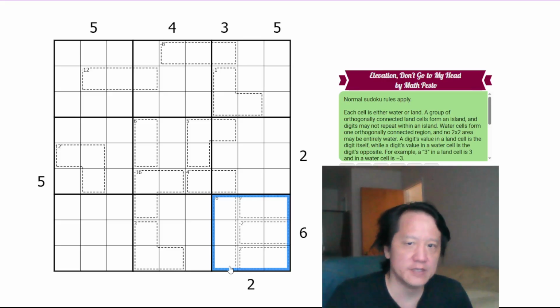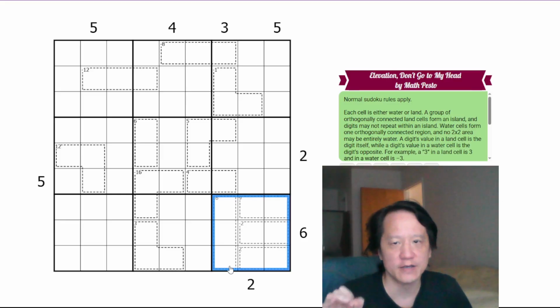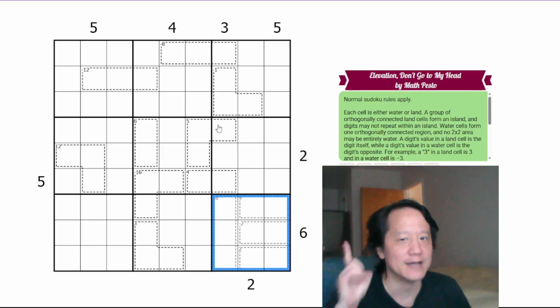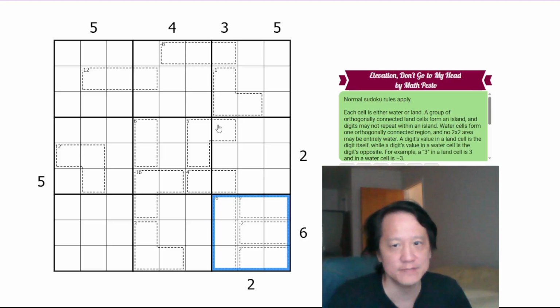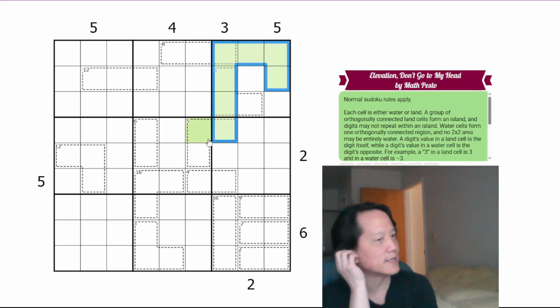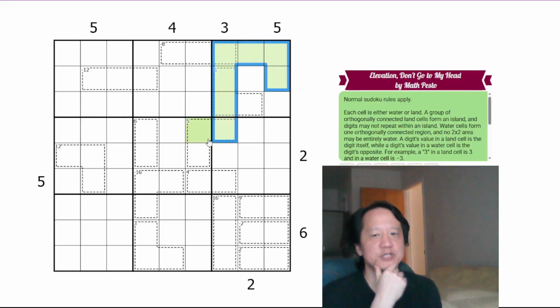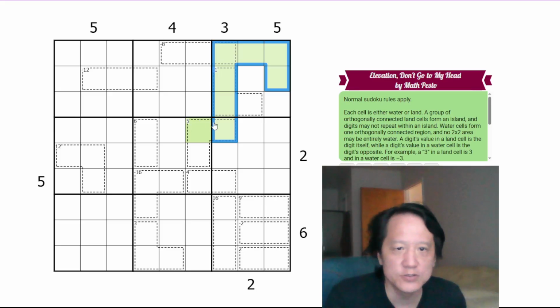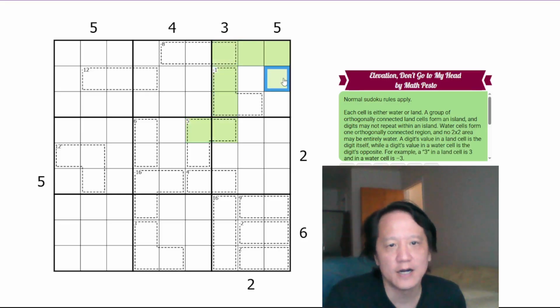Each cell is either water or land, and a group of orthogonally connected land cells form an island, and digits may not repeat within an island. What is an orthogonally connected land group? It would be something along the lines of this, where you can go from any cell in that land group to any other cell in that land group just by going through edges, all while staying within that island. So, for example, this is a valid island here.